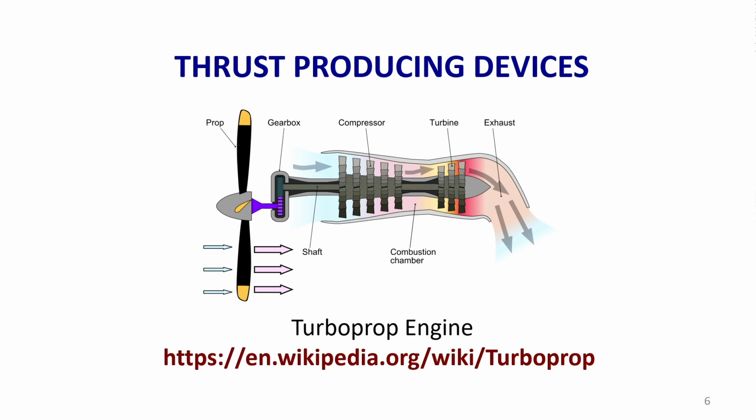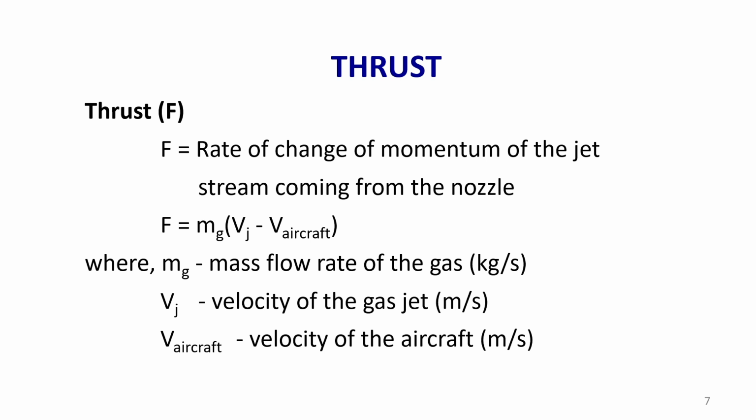In terms of construction, there is one propeller provided, and of course there is also a gearbox to vary the speed. The power from the turbine is used to drive both the compressor as well as the propeller. This is the diagram which I have taken from Wikipedia, and I have given the reference.